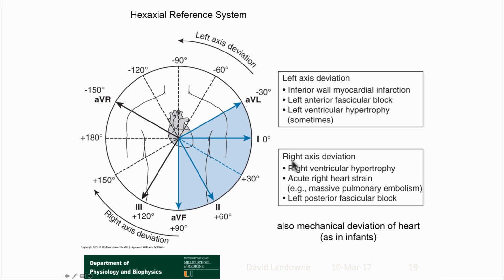Now if we go further and try to see how this data is analyzed, we see that there is something called the axial reference system. This reference system is a circle shown here, and the heart is placed in the middle of this circle, and extending out from the heart are vectors that intersect this circle at different degrees. What it shows is that if we project lead 1 onto this circle, it would be pointing in this direction, and we call this arbitrarily 0 degrees.